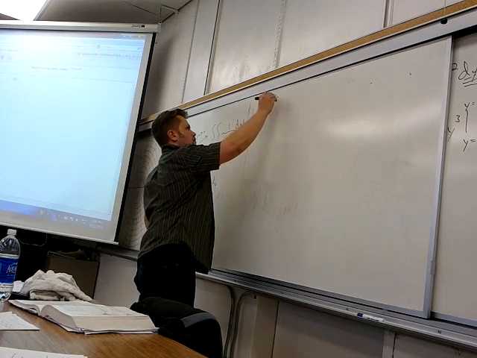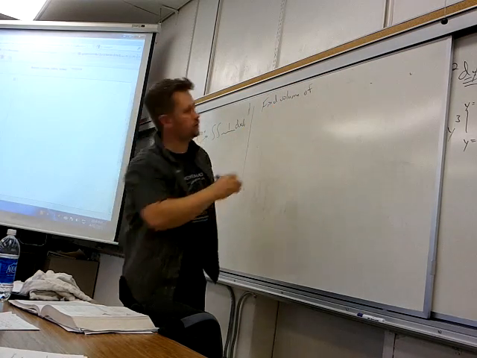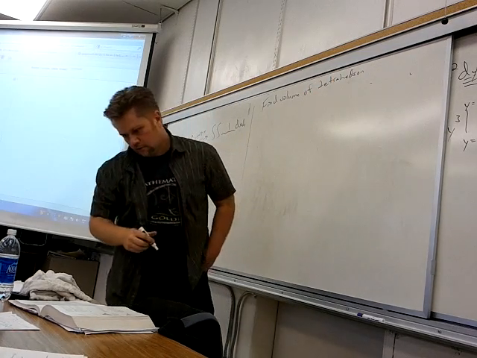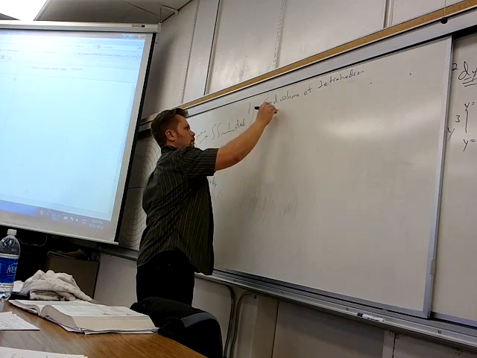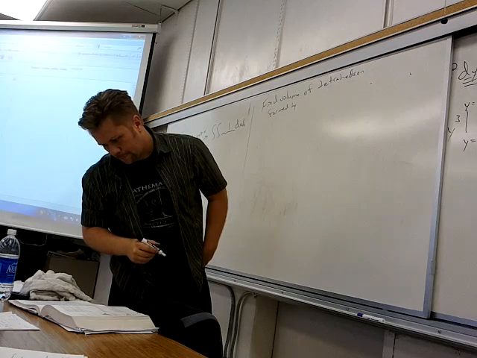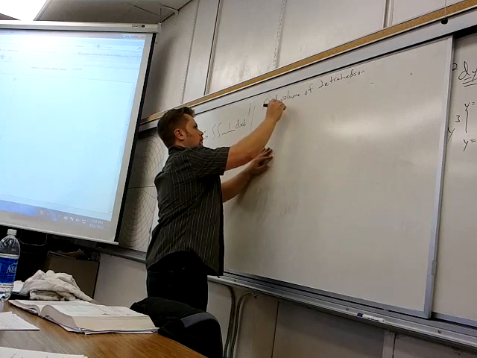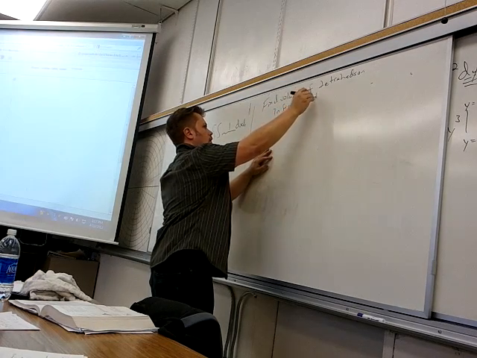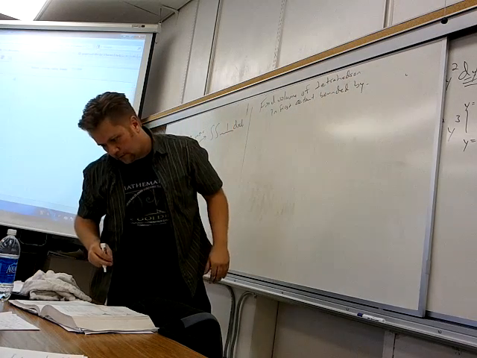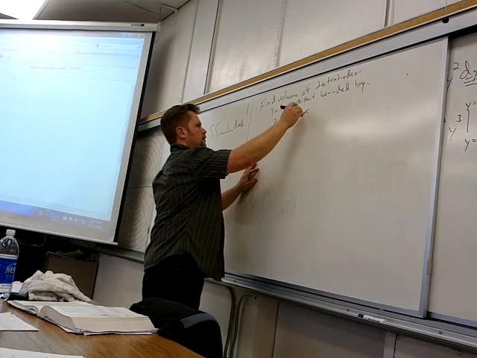find the volume of the tetrahedron formed by the xy plane, right? There we go. And the first octant, bounded by z equals c minus ax minus by.